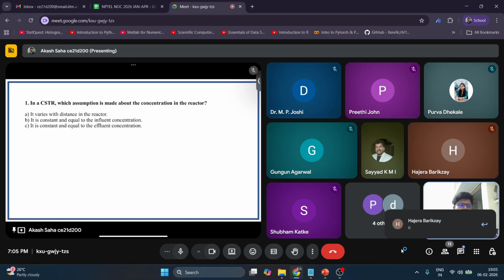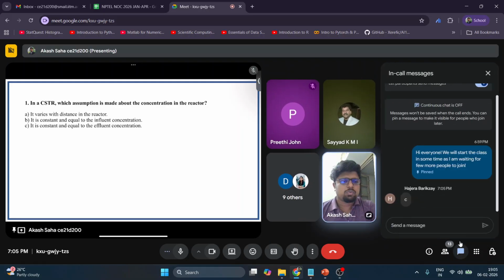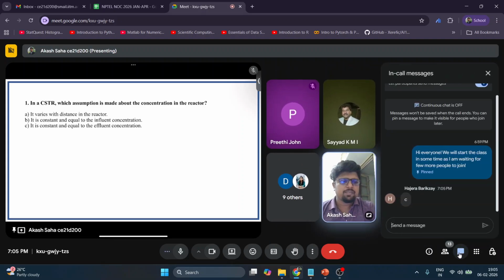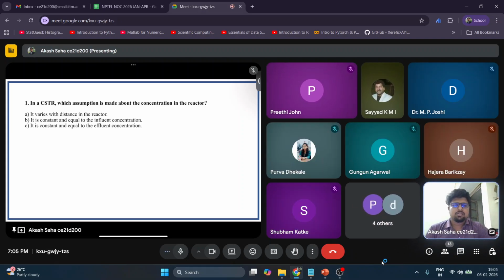Okay, so you can type the answer in the chat box, others also can. It will be easier for you. Once I get some answers, we will discuss how, and we will also discuss the other assumptions. Some people are answering it as C. Any other answer from anyone? Option B. Okay. I think most of you are answering correctly. It is option C only.